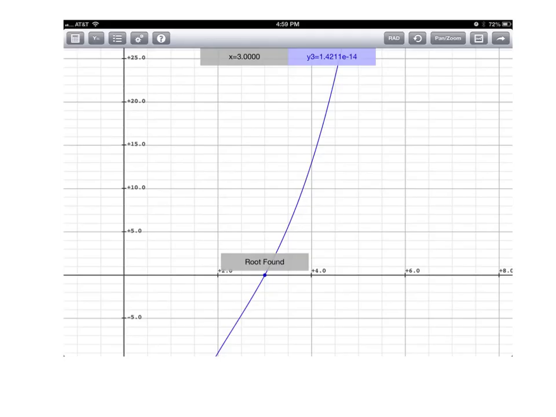Oh look, here's the graph. You'll see that I found the root here. That root is x equals 3.